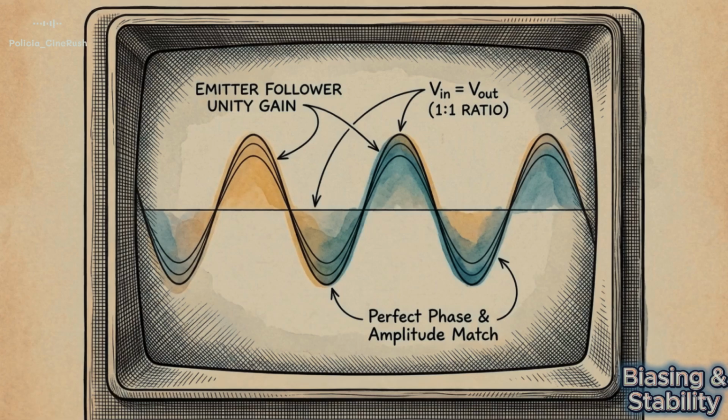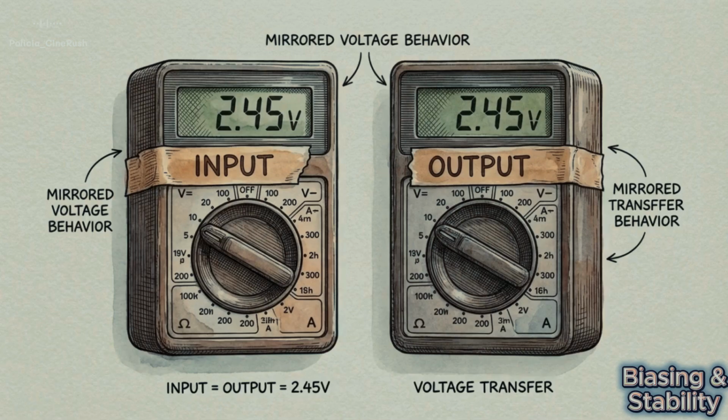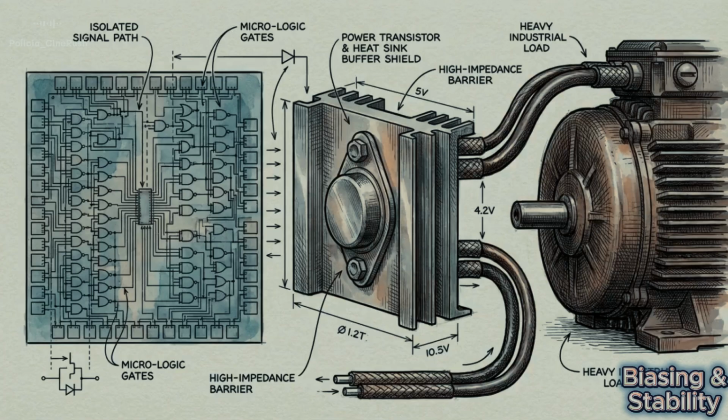The emitter-follower presents a strange paradox. It has a voltage gain of exactly 1. This means it does not actually amplify voltage at all. The output voltage simply mirrors the input. Engineers utilize the emitter-follower as a high-impedance buffer, protecting delicate signal sources from the loading effects of high-current power stages.